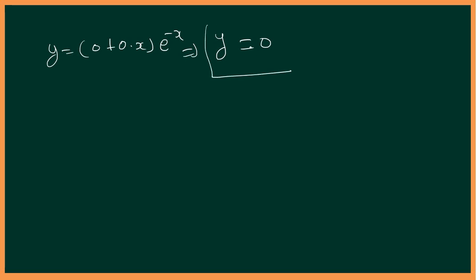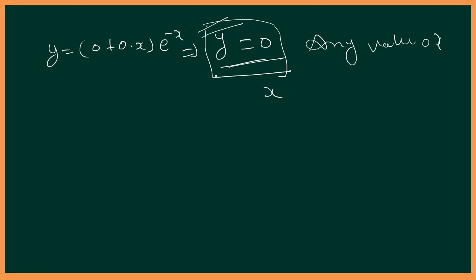So your final y will be y equal to 0 plus 0 into x e to the power minus x, which means your whole y is equal to 0 for any value of x. Y is not depending on x, it will always be 0. So for y(0.5) or for any value of x, your y will be 0.